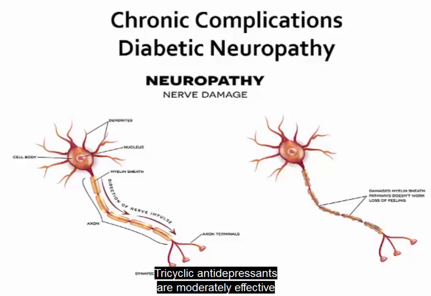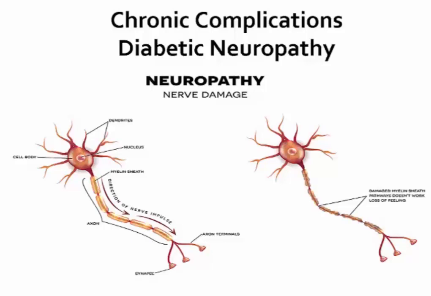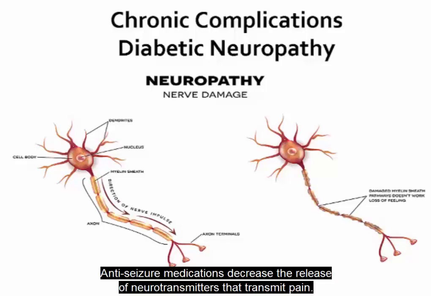Tricyclic antidepressants are moderately effective in treating the symptoms of diabetic neuropathy. They work by inhibiting the reuptake of norepinephrine and serotonin, which are neurotransmitters believed to play a role in the transmission of pain through the spinal cord. Duloxetine is thought to relieve pain by increasing the levels of serotonin and norepinephrine, which improves the body's ability to regulate pain. Anti-seizure medications decrease the release of neurotransmitters that transmit pain.